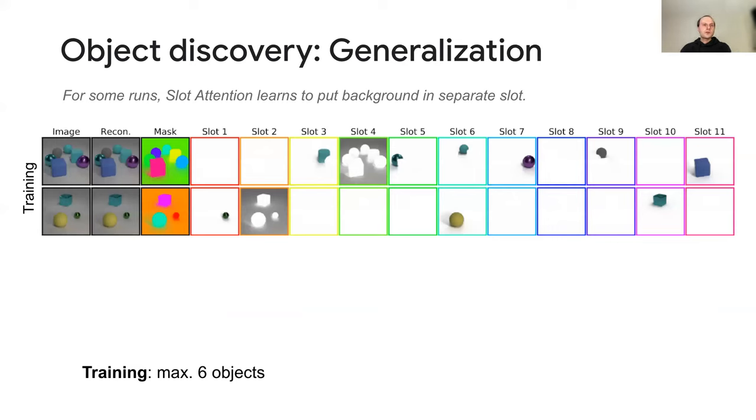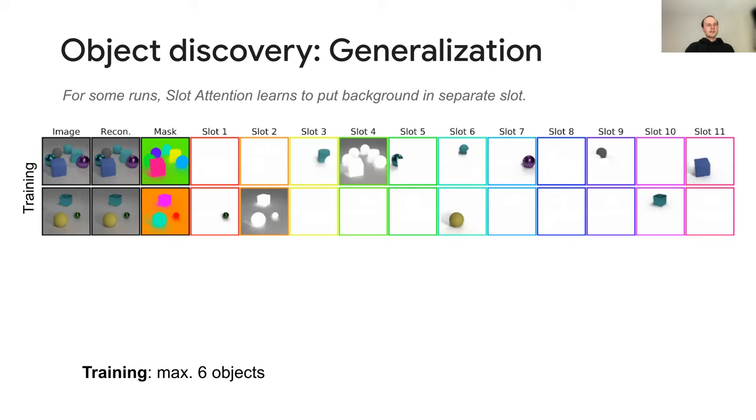So what you've seen before was one particular mode of the model where it spreads the background over all slots, which sometimes happens because the background has a different kind of structure than objects. And so it sometimes equally just spreads it out over the slots because it doesn't really have to encode much information on it. But sometimes it also finds a solution where it puts it into a separate slot, like here.